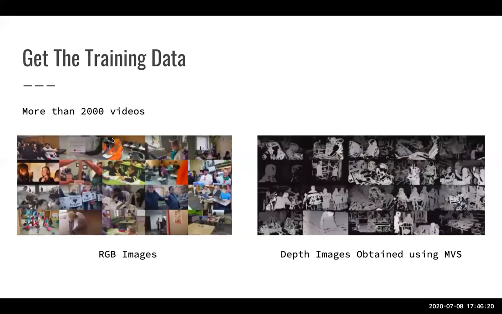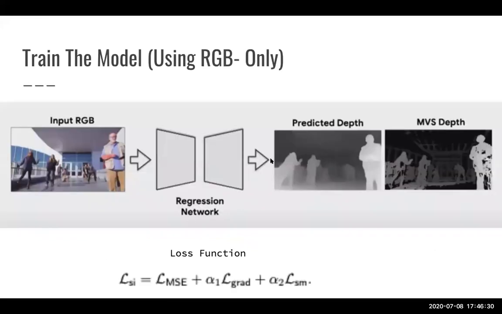So right now we have RGB images and the depth images using the MVS. So what would be the most straightforward way to get a depth map from the RGB? It's basically to use a regression network, like an encoder-decoder based regression network. You pass in the RGB image with the MVS depth as the target, and you get the predicted depth as output. What you can see here is the output depth is much smoother than the MVS depth.